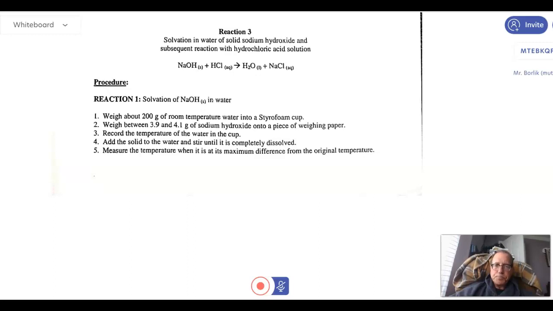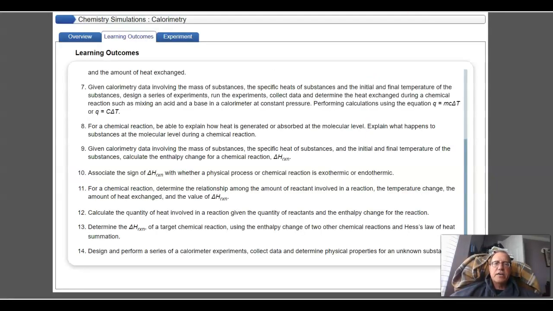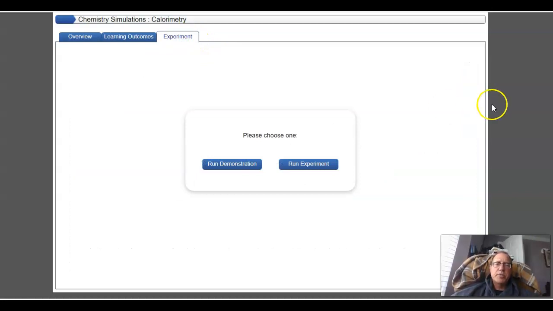Then we'll add the solid to the water and stir until it completely dissolves. And then we'll measure the temperature after the sodium hydroxide has gone through the solvation process. So let's take a look at the lab itself. You've read the learning outcomes. Go ahead and click on experiment. It says please choose one, run the demonstration or run the experiment. We want to run the experiment.